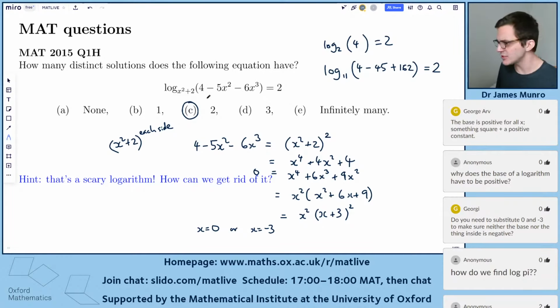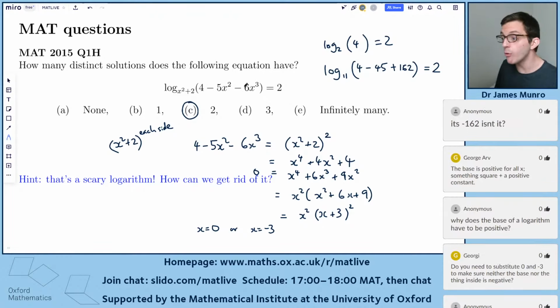Is it minus 162? I've got 4 minus signs, 1 out the front, and then 3 from this cube. So I think it's plus 162. Good, right, cool. And because it's chat, we're trying to use logarithms to prove Castellan's conjecture or something. Cool, right, good. Okay, fun, right.